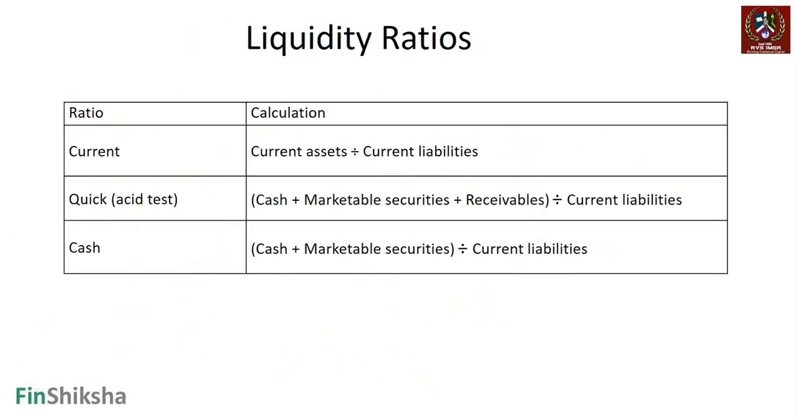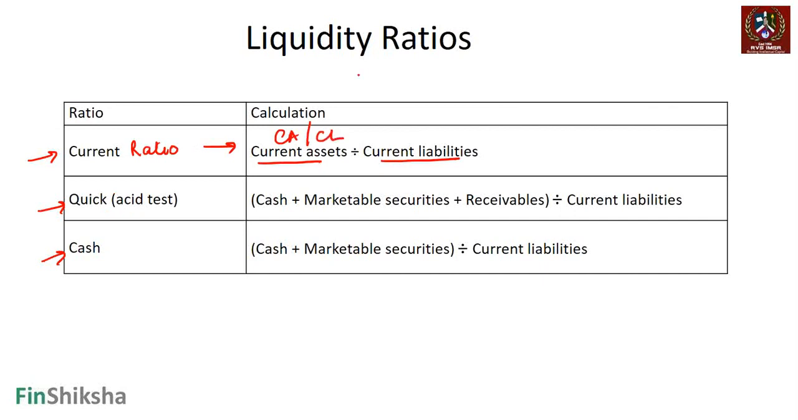So if we are looking at the liquidity status, these are called liquidity ratios. There are three broad ratios that we use. This is called current ratio, quick ratio, and cash ratio. So if you simply understand what is the current ratio, the current ratio is total current assets divided by current liabilities. Current assets divided by current liabilities.